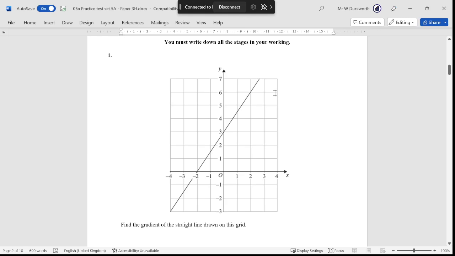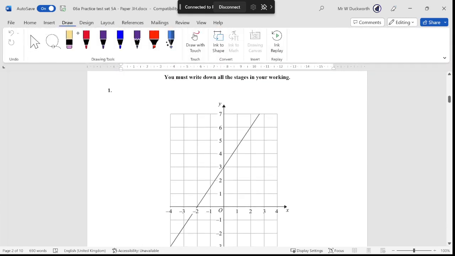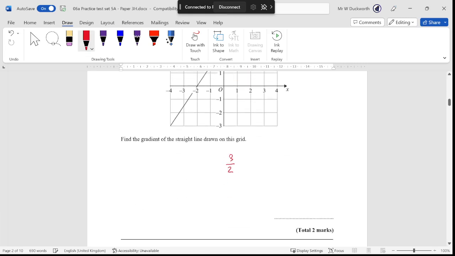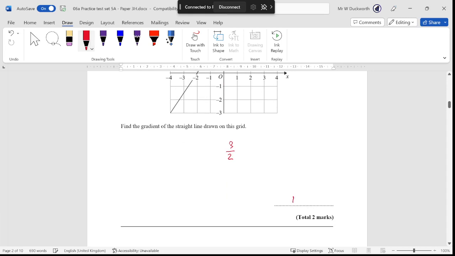So finding the gradient of the straight line, you pick two nice points to start with. By nice points, I mean ones that are actual coordinates. And then realistically, you didn't even need to do one coordinate take away the other. This goes up by 3 and this goes across by 2. So the gradient is going to be 3 over 2, which would be absolutely fine for the answer, or 1.5.